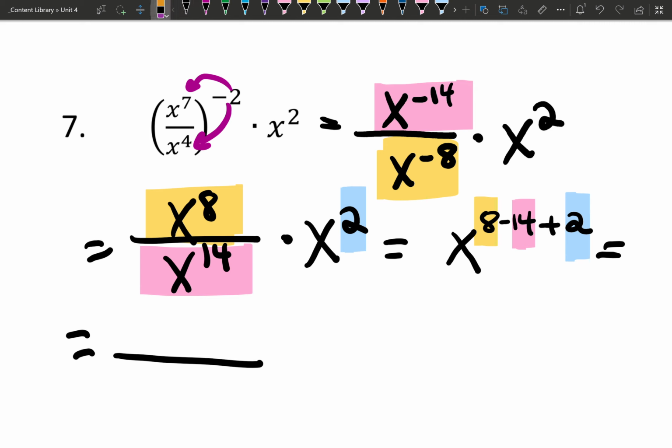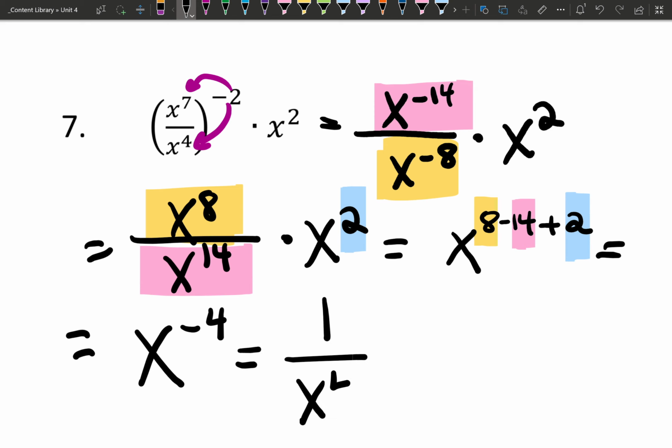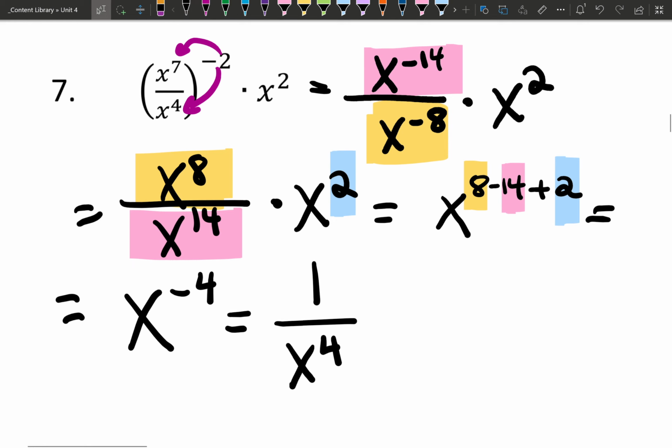Oops. Didn't mean to write the fraction line. We're not quite there yet. x. 8 minus 14 is negative 6 plus 2 is negative 4. We shouldn't have negative exponents. This is really 1 over x to the 4th.